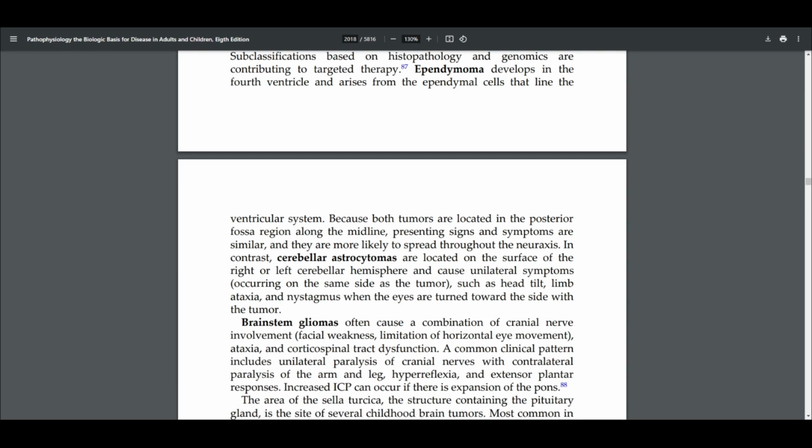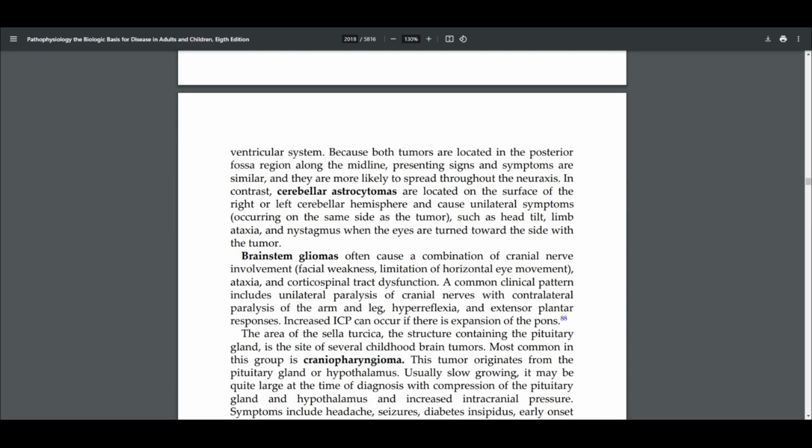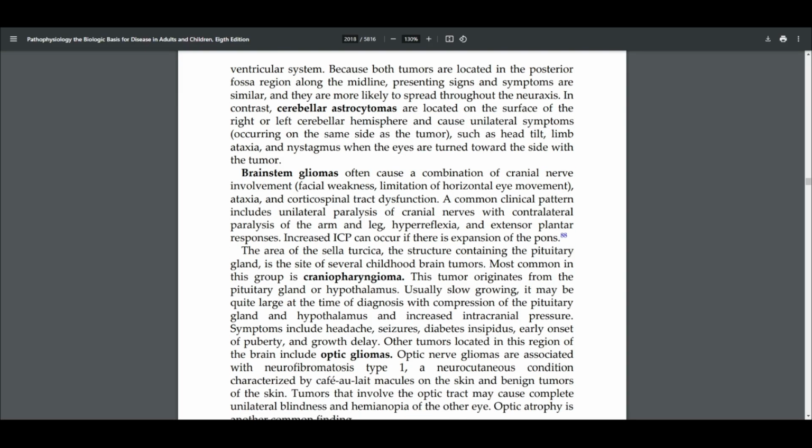Ependymoma develops in the fourth ventricle and arises from the ependymal cells that line the ventricular system. Because both tumors are located in the posterior fossa region along the midline, presenting signs and symptoms are similar, and they are more likely to spread throughout the neuroaxis. In contrast, cerebellar astrocytomas are located on the surface of the right or left cerebellar hemisphere and cause unilateral symptoms such as a head tilt, limb ataxia, and nystagmus when the eyes are turned toward the side with the tumor.